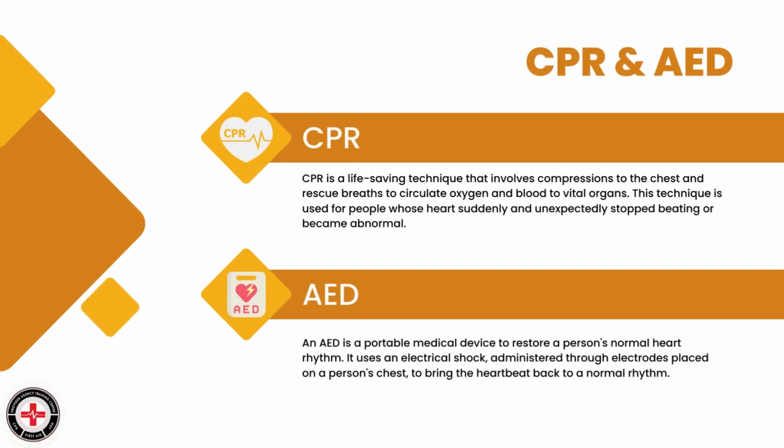What are CPR and AEDs? CPR is a life-saving technique that involves compressions to the chest and rescue breaths to circulate oxygen and blood to vital organs. This technique is used for people whose heart has suddenly and unexpectedly stopped beating or become abnormal. An AED is a portable medical device to restore a person's normal heart rhythm. It uses an electrical shock administered through electrodes placed on the person's chest to bring the heart back to a normal rhythm.